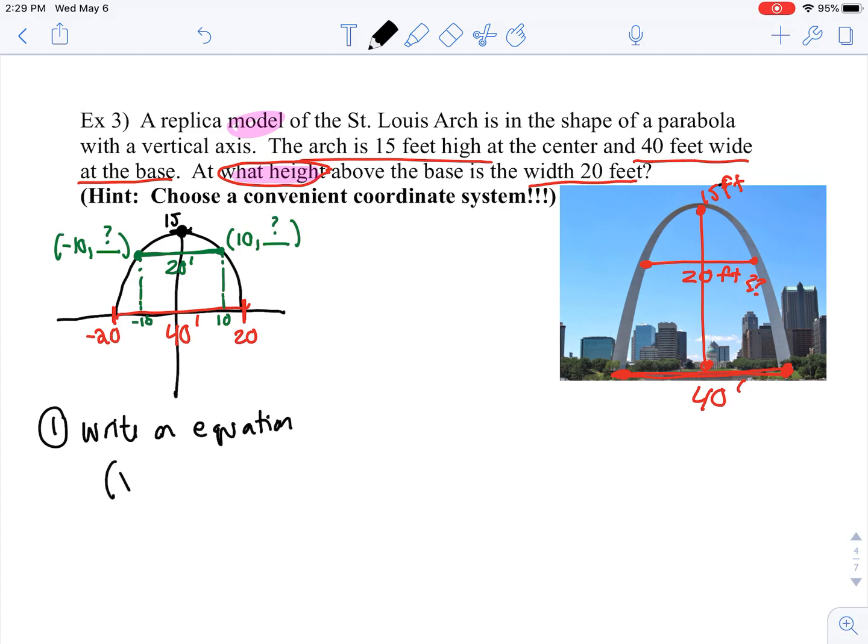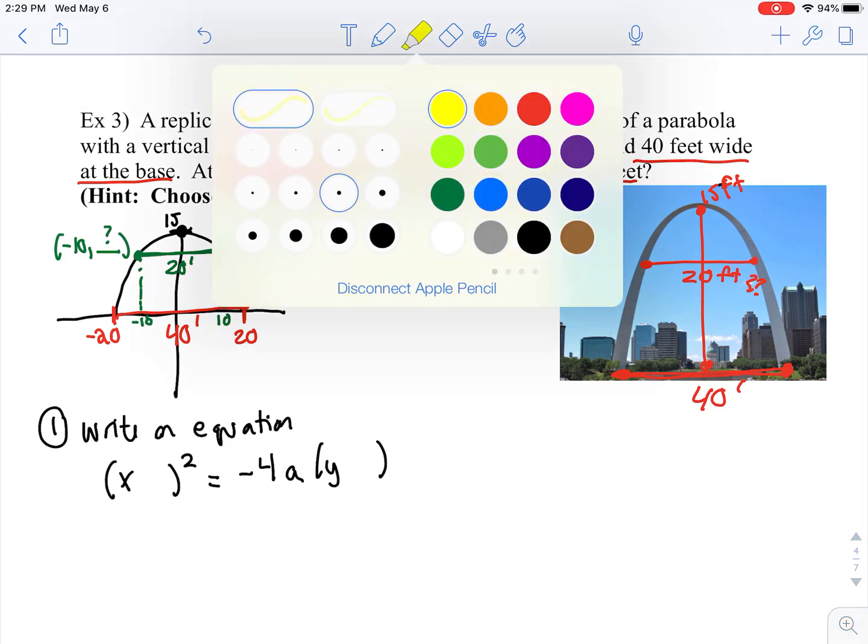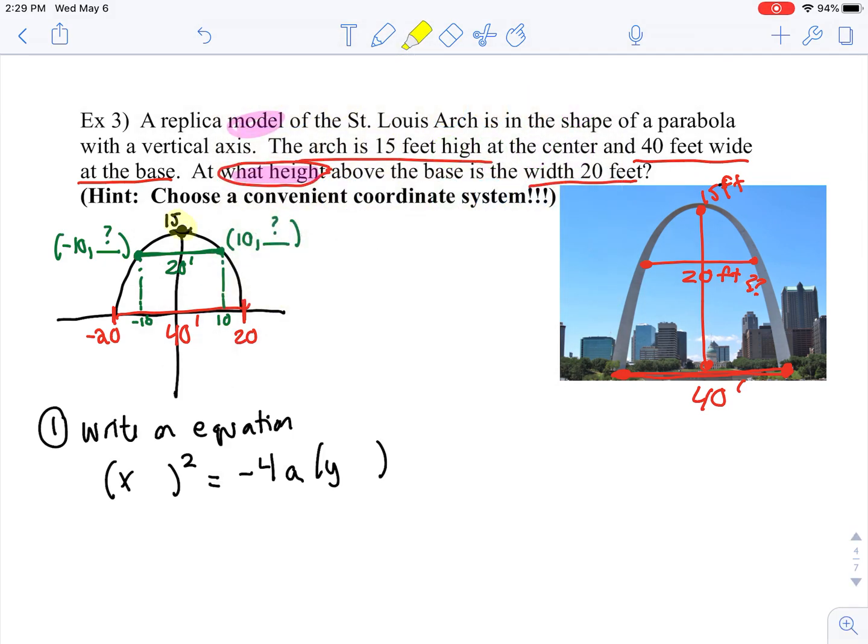And since this is a parabola opening down, we know the equation is going to be x minus something squared equals negative 4a, remember, it's opening down, times y minus something. In this problem, however, the vertex is not at 0, 0. In this problem, the vertex is at 0, 15. So when I go to plug that in, x minus 0, y minus 15.